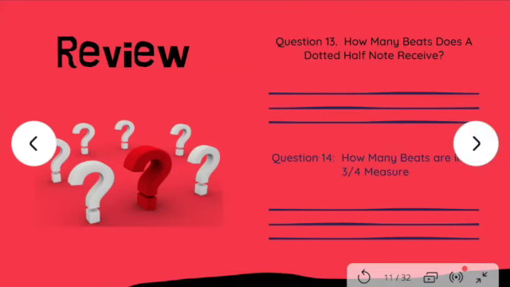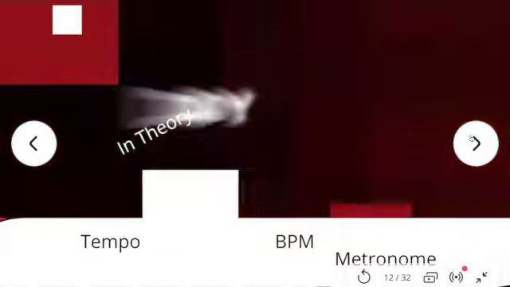How many beats does a dotted half note receive? A dotted half note receives 3 beats. How many beats are in a 3/4 measure? Once again, the answer is 3 beats.